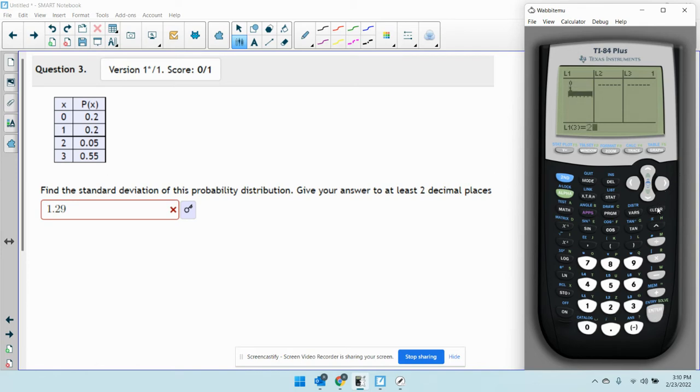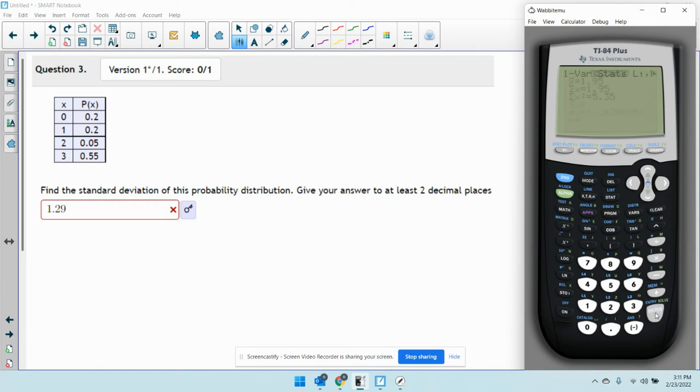I'm going to put x values into L1 like that, and then their corresponding probabilities into L2 like that. Once the data is entered, I'm going to hit stat, go over to the calculate menu, and calculate the statistics off that one variable x. So I'm going to hit one variable statistics. My list is L1. Those are the x values. Their frequencies, or relative frequencies, also known as probabilities, will be L2.